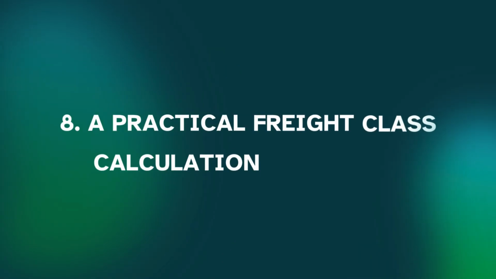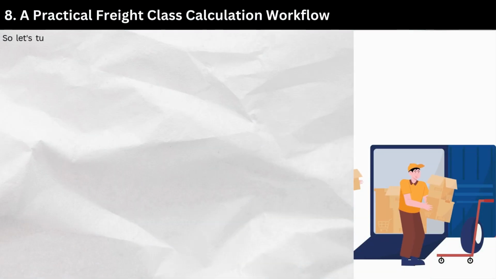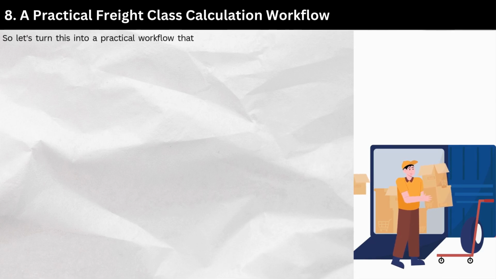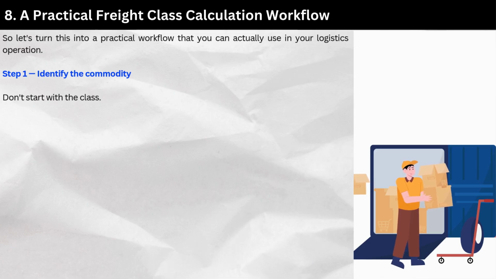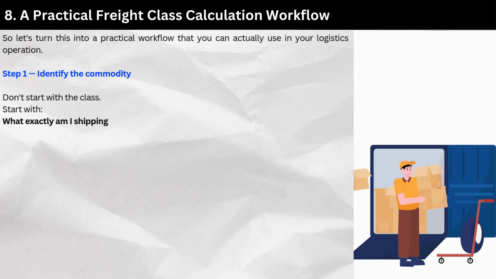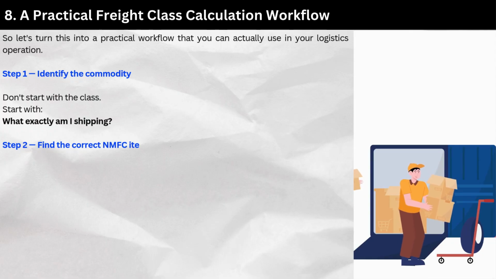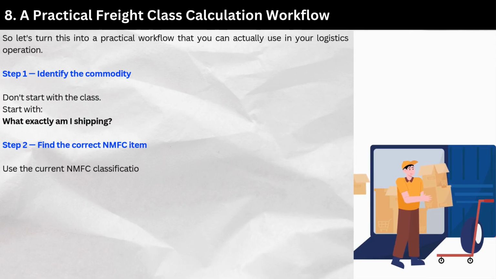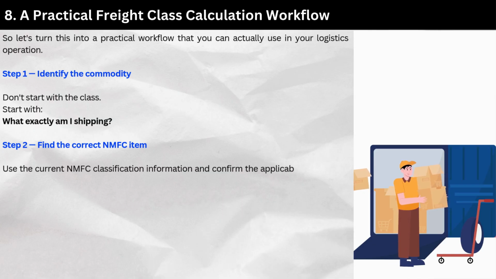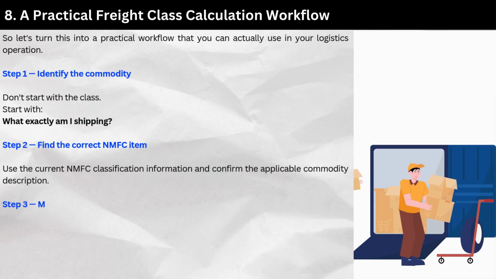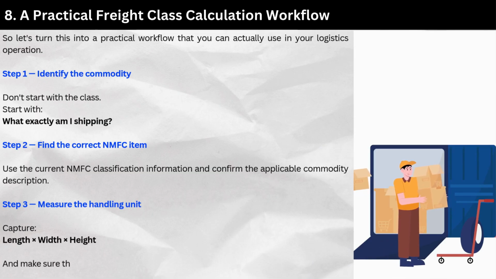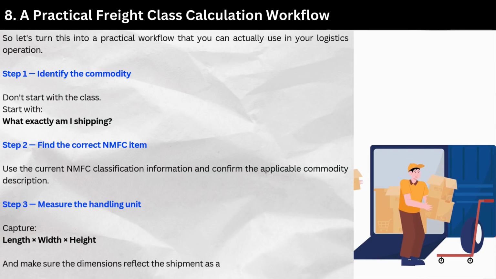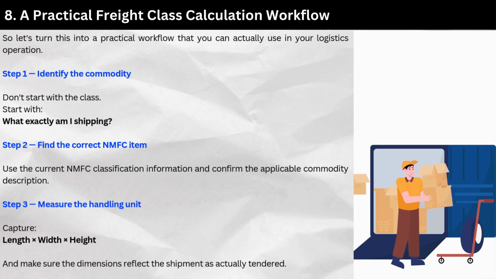8. A practical freight class calculation workflow. So let's turn this into a practical workflow that you can actually use in your logistics operation. Step 1. Identify the commodity. Don't start with the class. Start with, what exactly am I shipping? Step 2. Find the correct NMFC item. Use the current NMFC classification information and confirm the applicable commodity description. Step 3. Measure the handling unit. Capture length times width times height, and make sure the dimensions reflect the shipment as actually tendered.